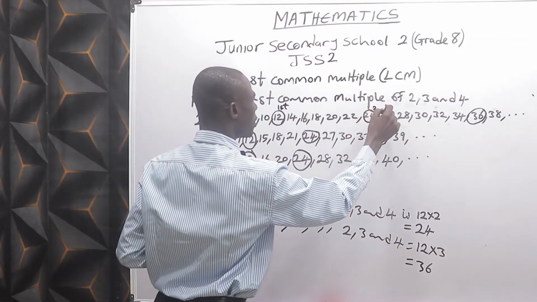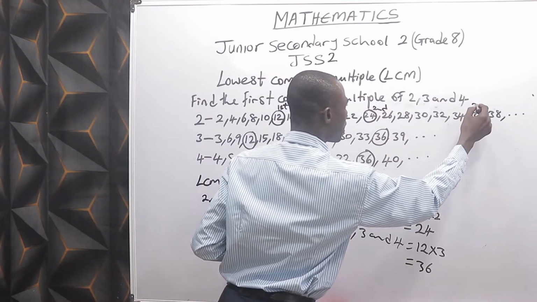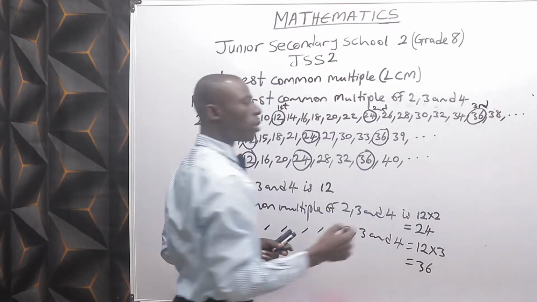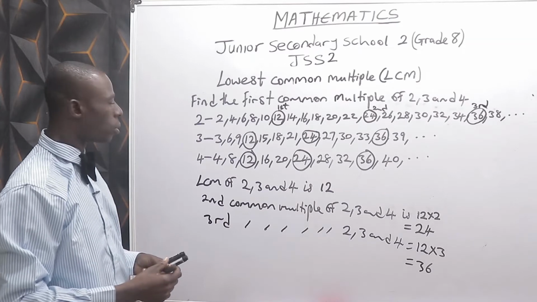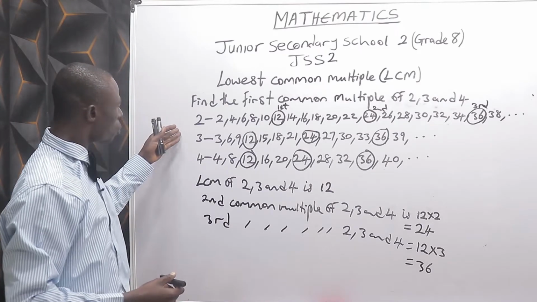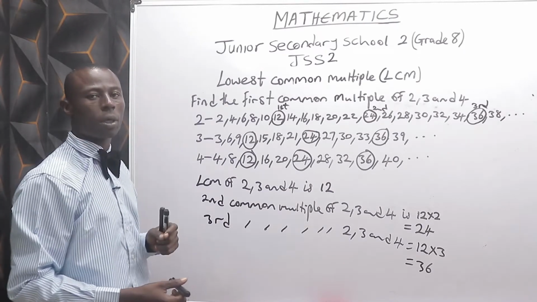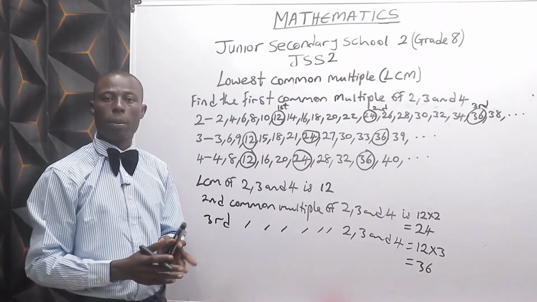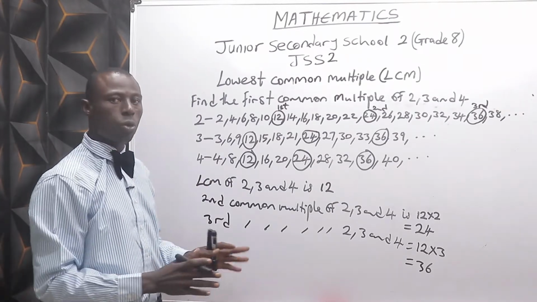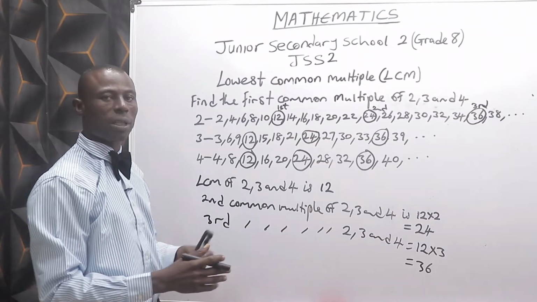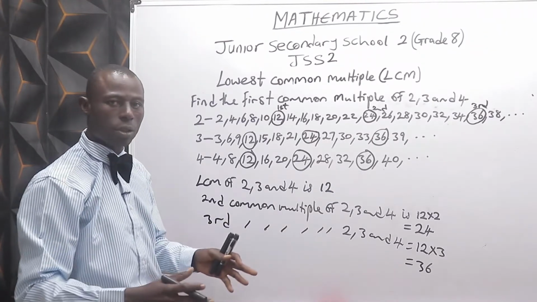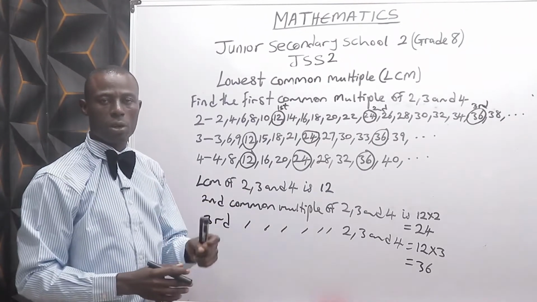24 is the second. 36 is the third, the third common multiple of 2, 3, and 4. So that is it by way of introduction. We are going into different examples that will widen your horizon in these concepts.